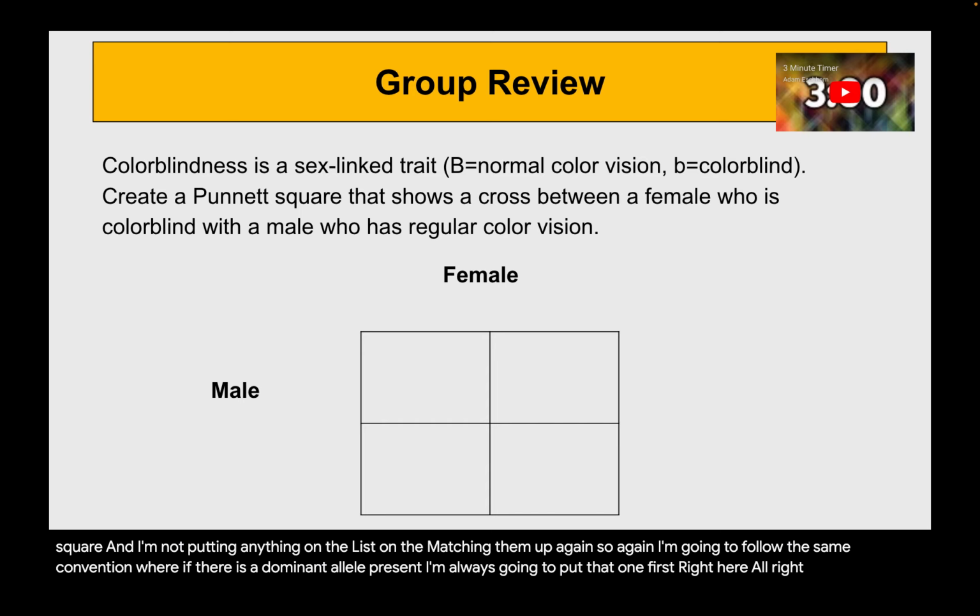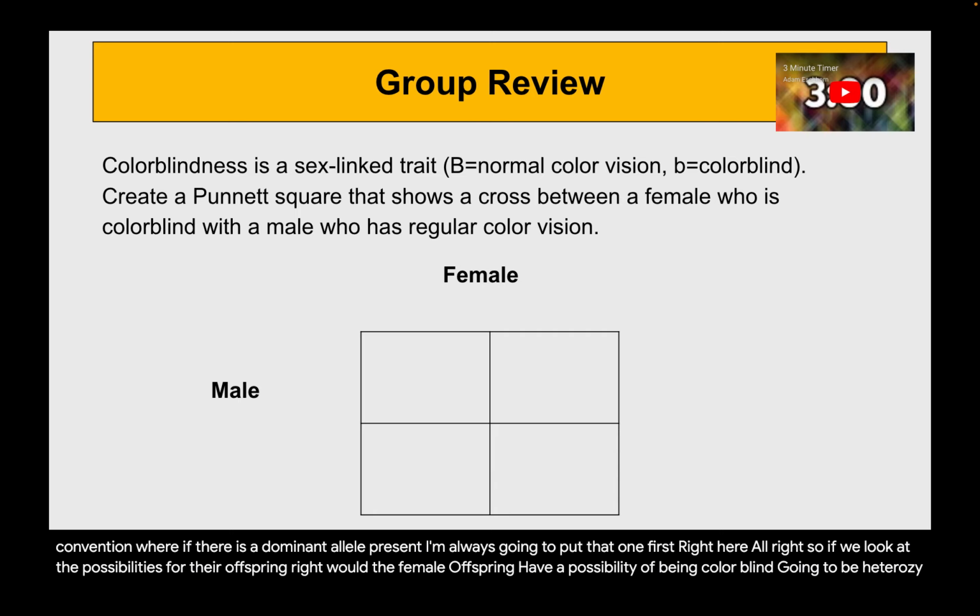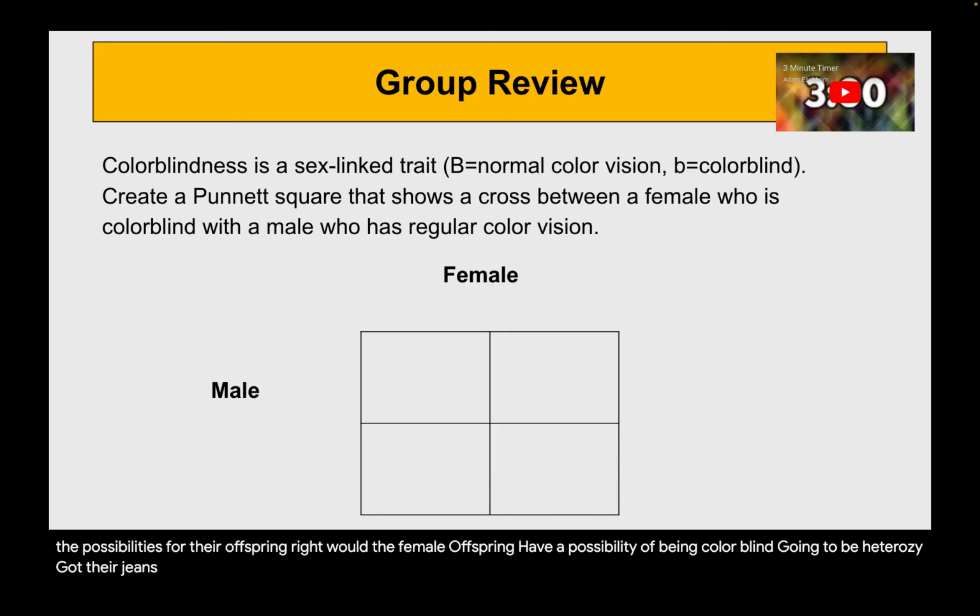All right, so if we look at the possibilities for their offspring, would the female offspring have a possibility of being colorblind? No, because they're always going to be heterozygous. That's the only way that their genes can combine together. And because they're heterozygous, they aren't expressing the trait, but they are a carrier. So they have the genes for the trait. It's just not being expressed.